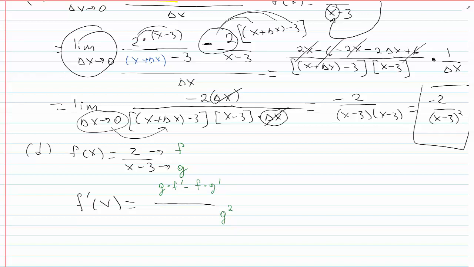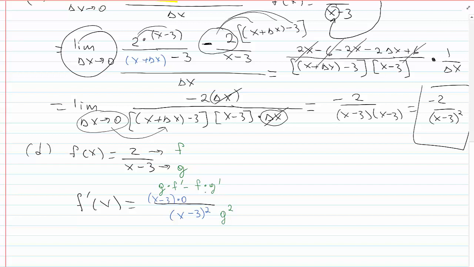Alrighty? So now let's go ahead and do this. g squared will be the denominator squared. So we're going to take x minus 3, and then you square that, right? The g is x minus 3. F prime is 0.